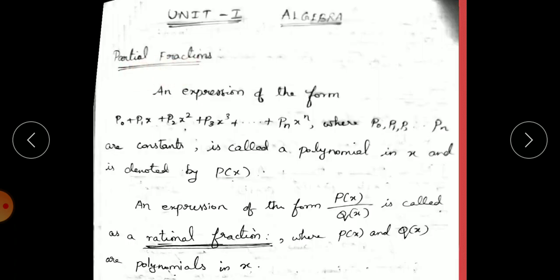So partial fractions: an expression of the form p0 plus p1x plus p2x squared plus p3x cubed and so on plus pn x power n. Here p0, p1, p2, p3, pn are the constants and it is a polynomial in x, and this is denoted by the polynomial p of x. Okay, and x squared, x cubed, x power n are the variable terms. So p0, p1, p2, p3 are the constants, and this is called a polynomial in x. It can be denoted as p of x.